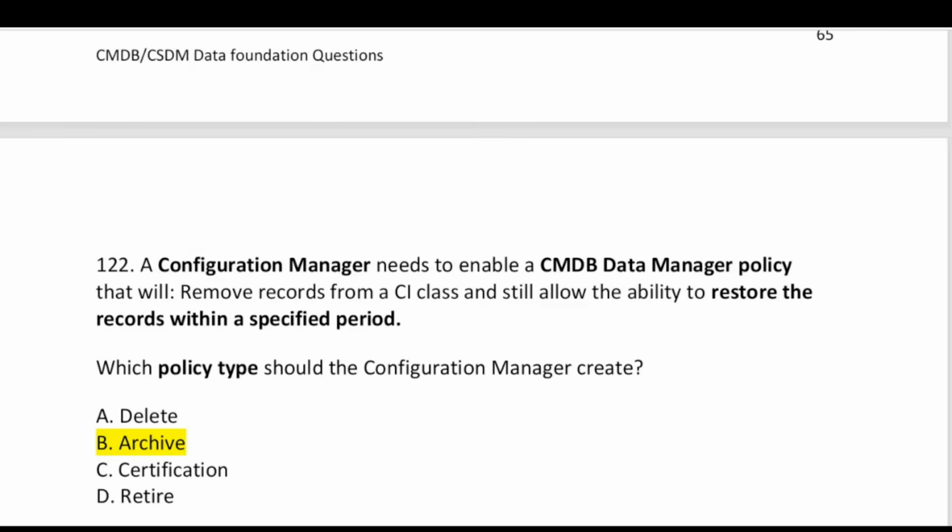Question is, a configuration manager needs to enable a CMDB data manager policy that will remove records from a CI class and still allows the ability to restore the records within a specified period. Which policy type should the configuration manager create? Option A, Delete. Option B, Archive. Option C, Certification. Option D, Retire. Correct answer is option B.